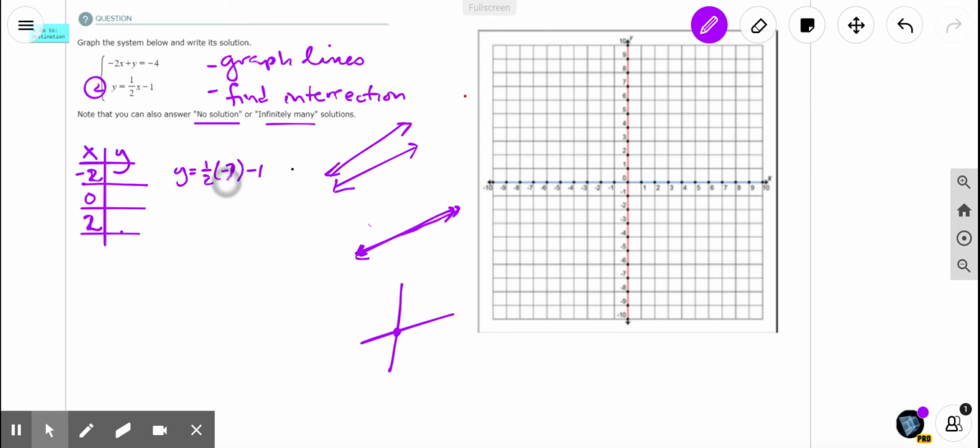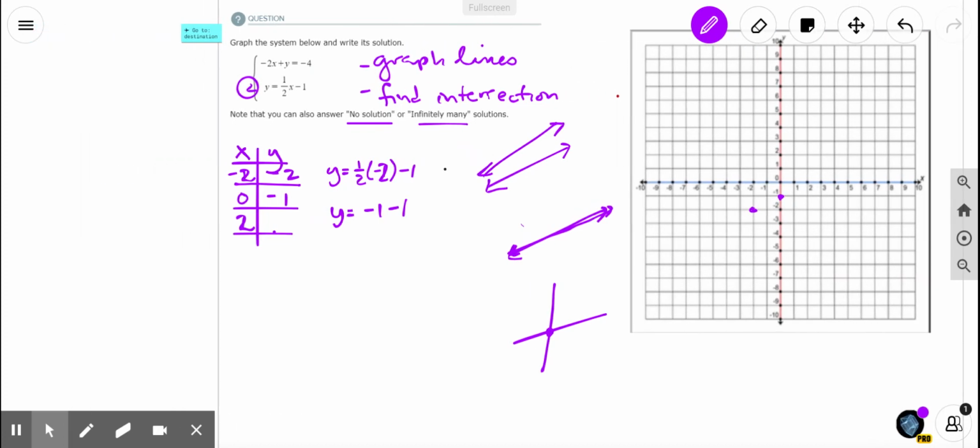So now check it out. If I do -2 here, that's 1/2 of -2, which is -1, minus 1, -2. So -2, -2. Boom. First point. Now plug in a 0. 1/2 times 0 is 0, minus 1, is -1. So 0, -1. You guys, I might be working these too fast.